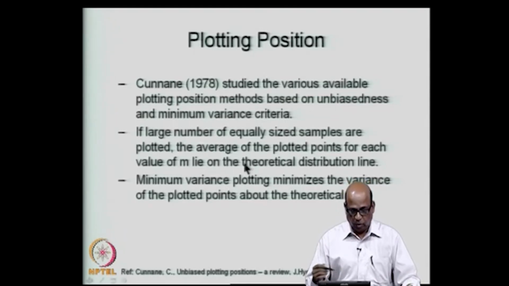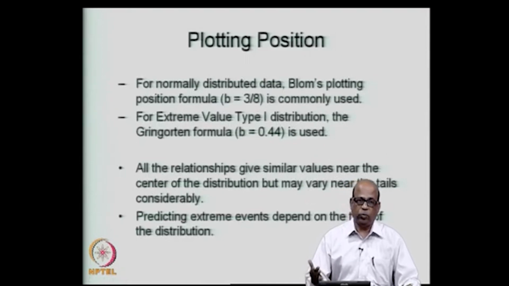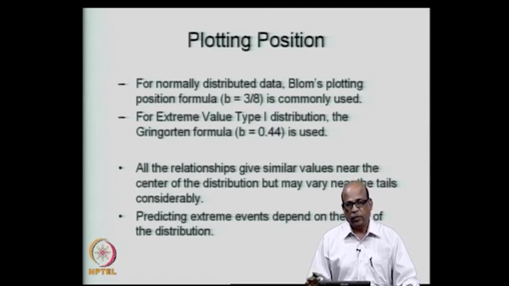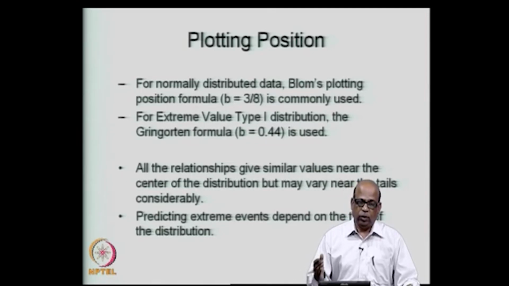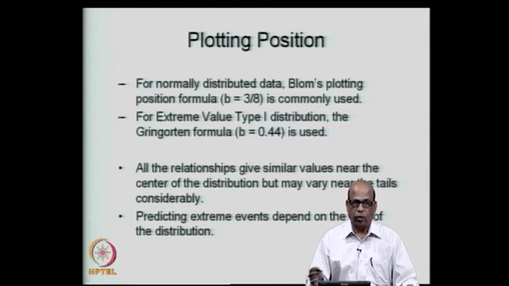So, this is what we generally use as criteria for choosing the plotting position, but as a first cut solution to most of the hydrologic problems, you generally use the Weibull's plotting position. For normally distributed data, Blom's plotting position is commonly used, and for extreme value type 1 distribution, we use the Gringorten formula, in which b is equal to 0.44.